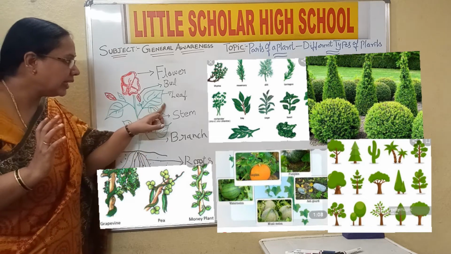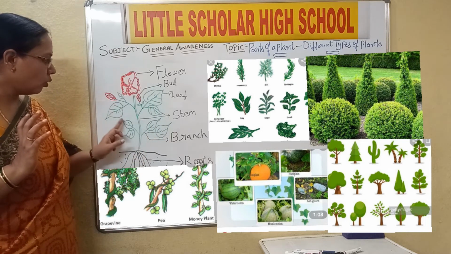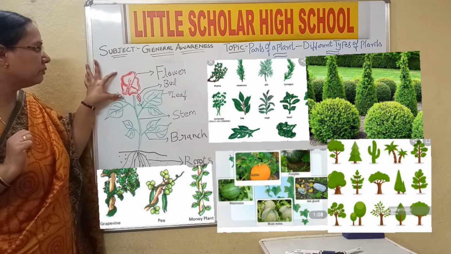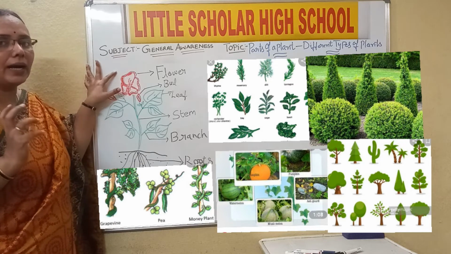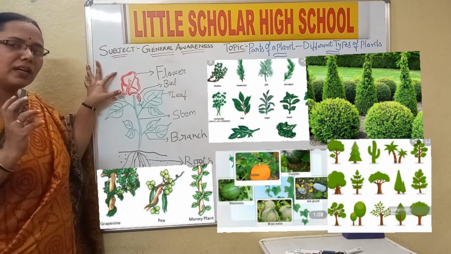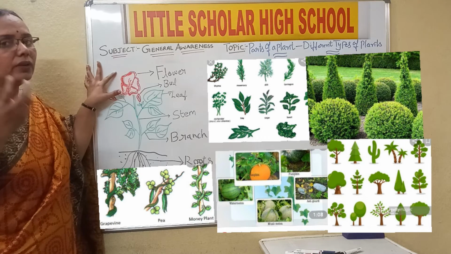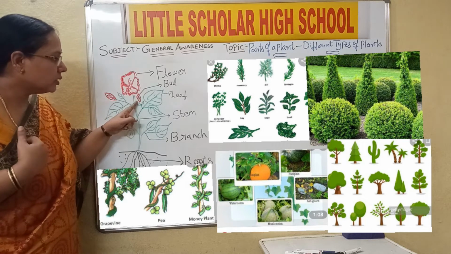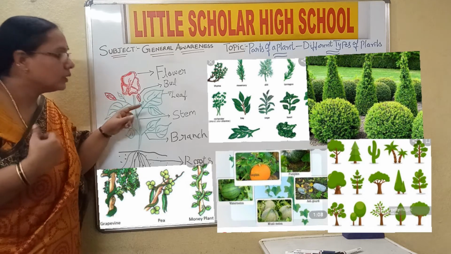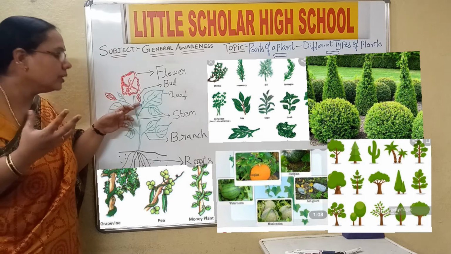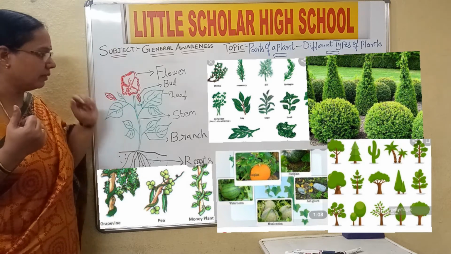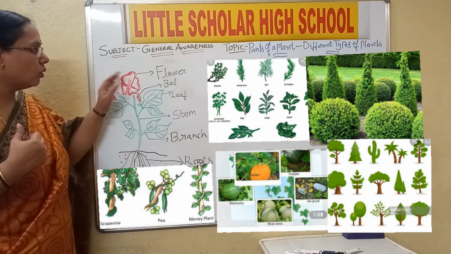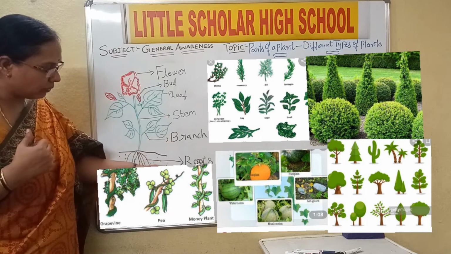Then we have the leaves. All these are what, children? All these are leaves. Then we have the flower, the beautiful part of the plant. The flowers are very beautiful and they give very pleasant fragrance. Then we have the bud, the small bud. This bud grows into a flower. Okay, children, so these are the different parts of a plant.